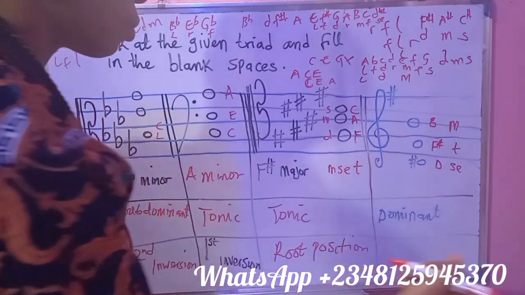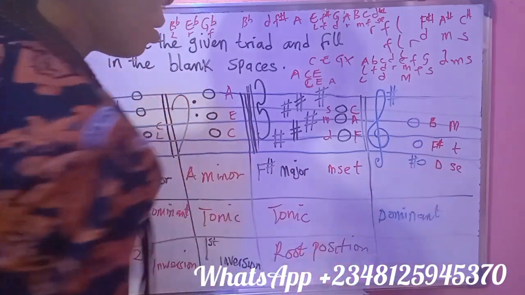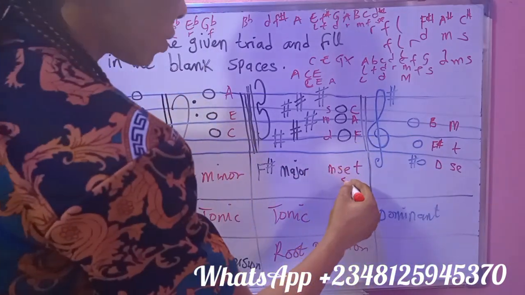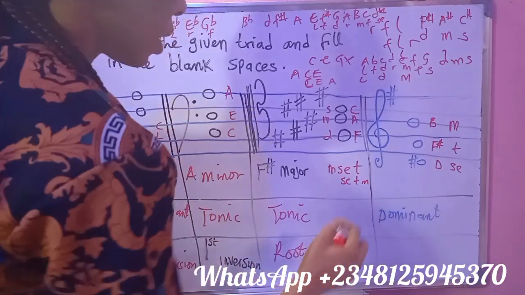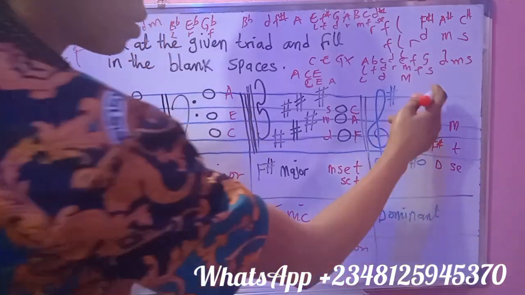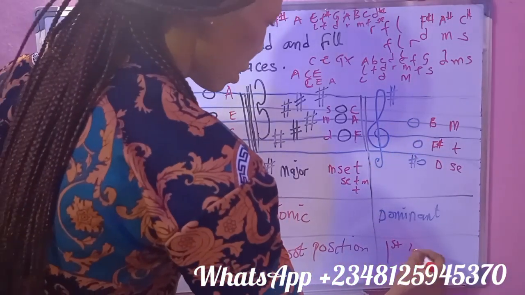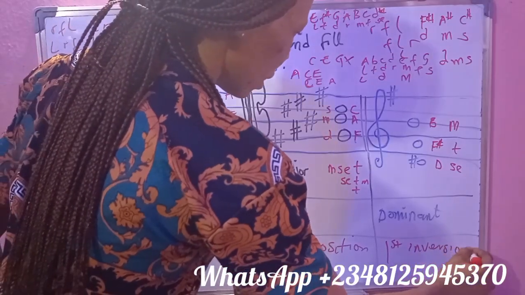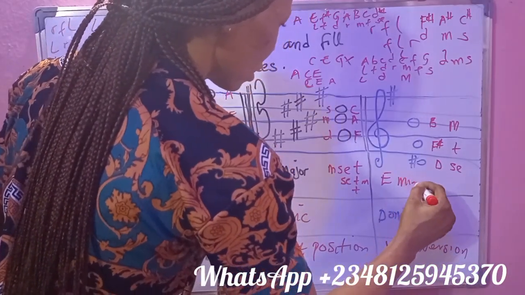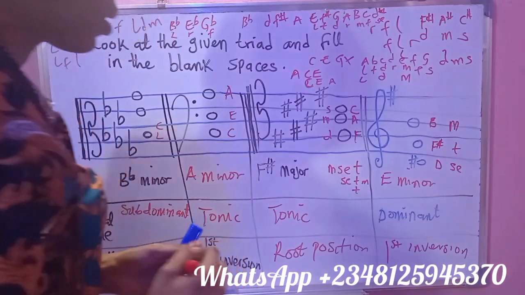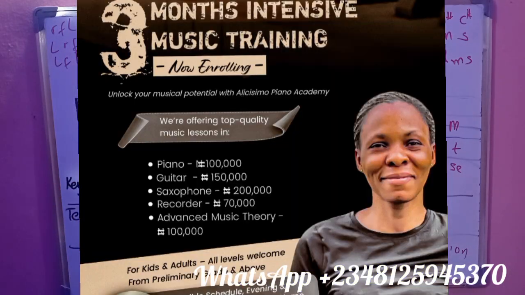Yes. Okay, if it is in root position, Mi would have been the lowest note. But then Mi is not. See, if it's first inversion, this is how it would have been, and then second inversion. So which inversion is this? That means first inversion. And then the key is E. Okay, so we are done.